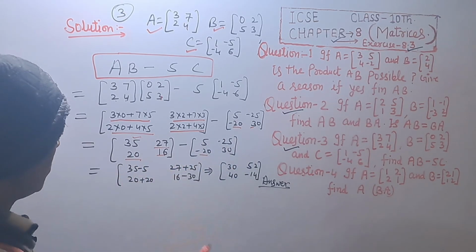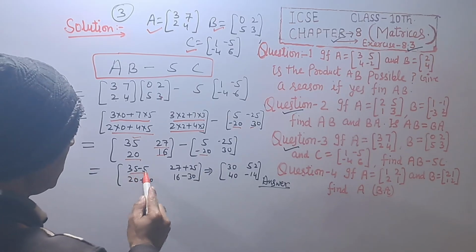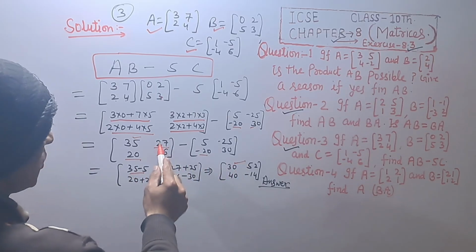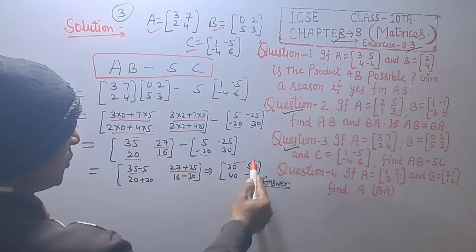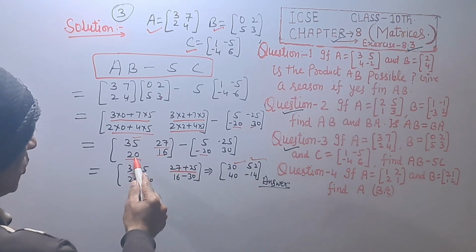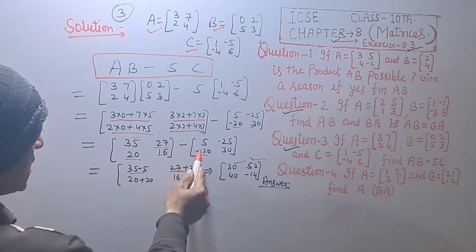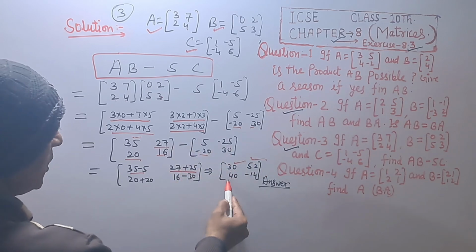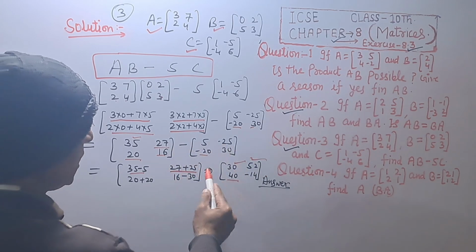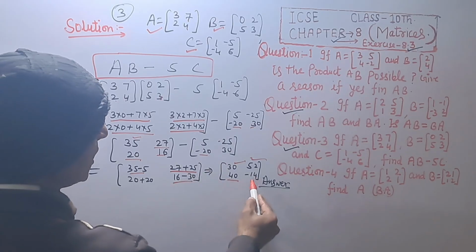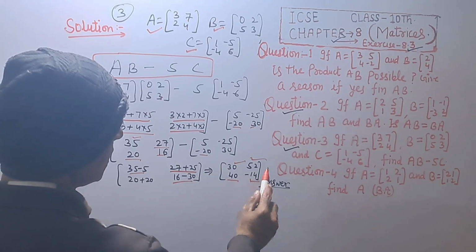35 minus 5, that is equal to 30. 27 plus 25, that is equal to 52. 20 plus 20, minus that will be positive, equal to 40. 16 minus 30 equal to minus 14. Answer.